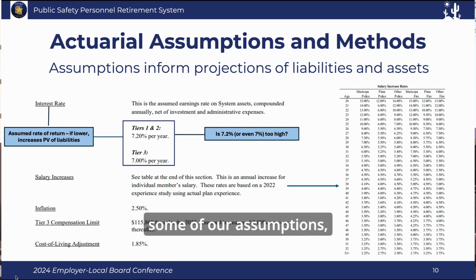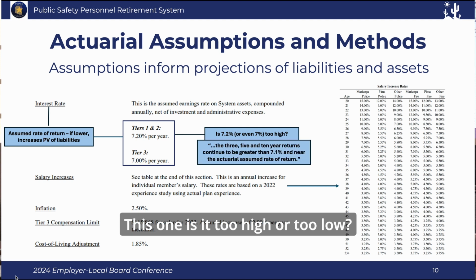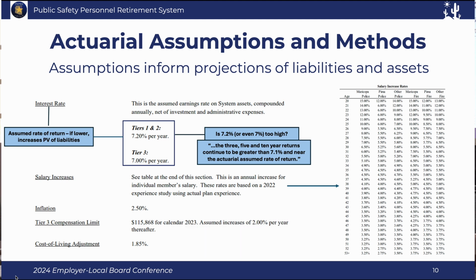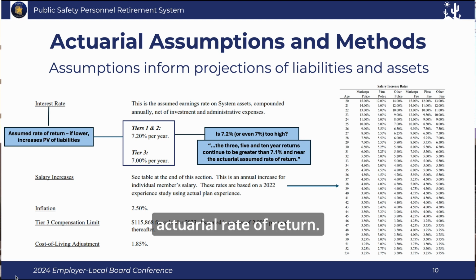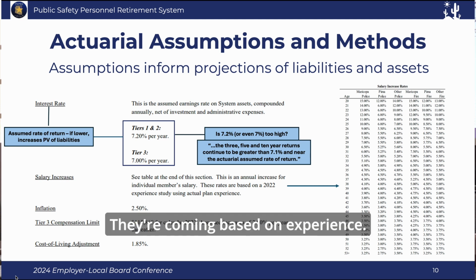And then with some of our assumptions, it's always the question of, well, this one is too high or too low. Well, just pulling from our most recent ACFR, the 3, 5, and 10-year returns continue to be greater than 7.1%, near the assumed actuarial rate of return. So when you think about these assumptions, these aren't coming out of thin air. They're based on experience.